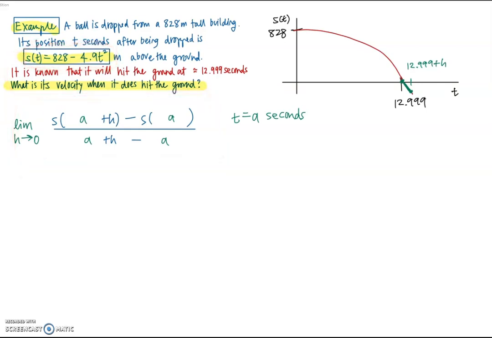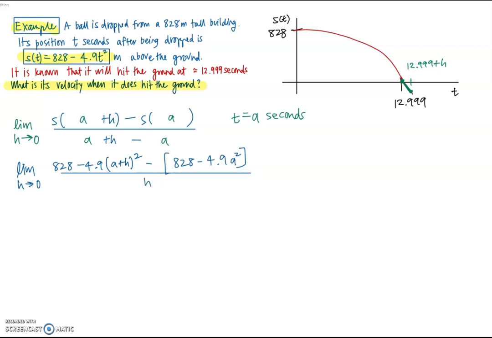And so we've got the limit as h goes to 0 of s of a plus h, and that will be 828 minus 4.9 times a plus h squared, just putting in a plus h as an input into this function here for t. We'll do the same thing over here. We're going to put as an input into the function s of t, we'll use a for t. That's our input value. So now we have minus 828 minus 4.9, not t squared, but a squared, because that's our input. And in the denominator, a plus h minus a turns into h.